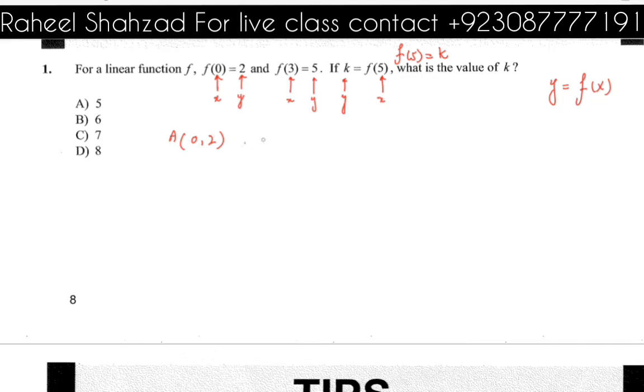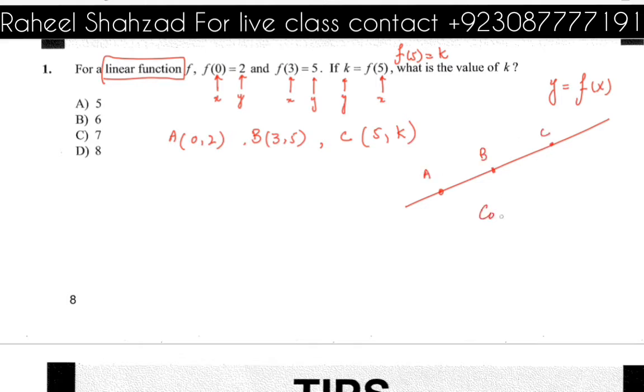Let's assume this is point A. 3 and 5, let's suppose this is your point B, and let's suppose the third one is 5 and k, and we need to find, for a linear function, what is the value of k. Now we know that if this is a linear function, all points lying on one straight line are collinear. So this is point A, B and C. We say these points are collinear. Collinear points are the points that lie on one straight line, and since it is a linear function, it is representing a straight line.